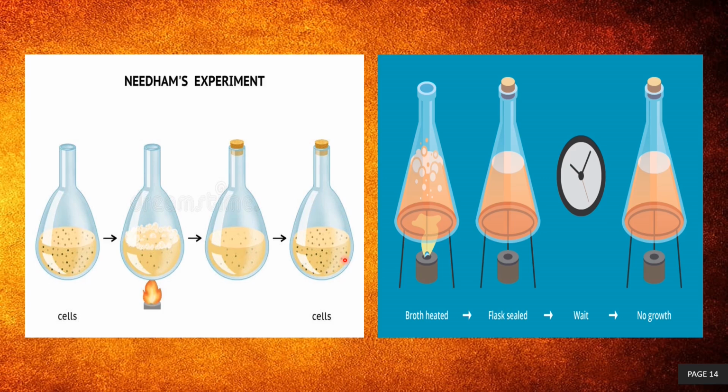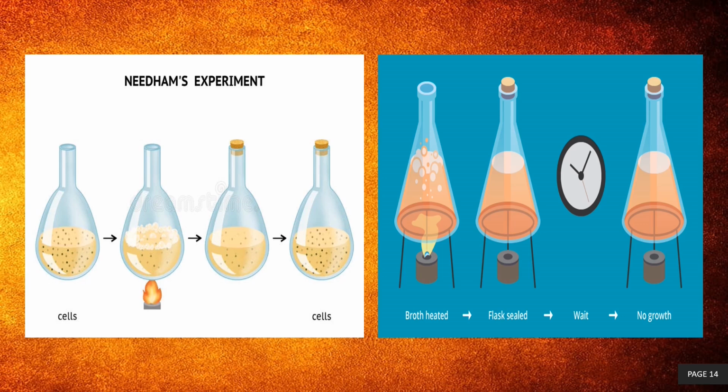So to disprove Needham's experiment, what Spallanzani did, he sealed the flask first, right? In Needham's experiment, before sealing it, he boiled it. But what Spallanzani did, first he sealed the flask. So he cut the chances of contamination through air. Now the organisms are present only inside the broth, and to kill them, he boiled it. And after boiling it, he observed there is no growth, right? So that is why he proved that the microorganisms were not generated spontaneously.